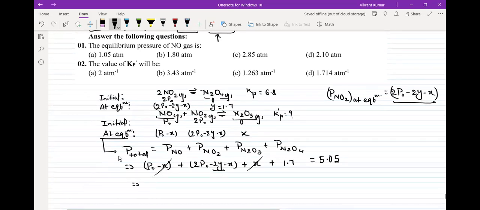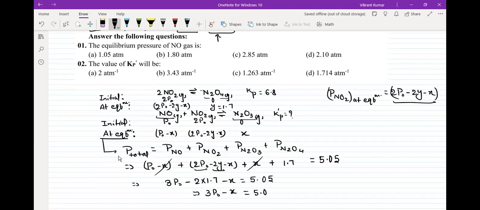this whole thing is giving you that P naught plus 2P naught. So 3P naught minus 2Y, in place of that we can now write 1.7. 2 into 1.7 minus X is 5.05. So we get the value of X in terms of 3P naught minus X, which is equal to 5.05 minus 3.4. We have got one equation.